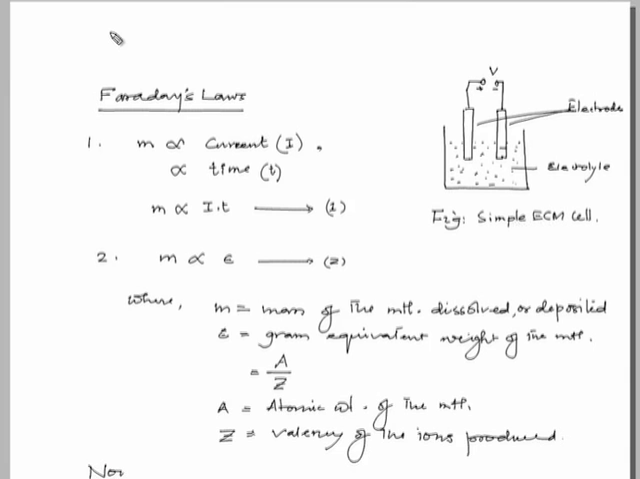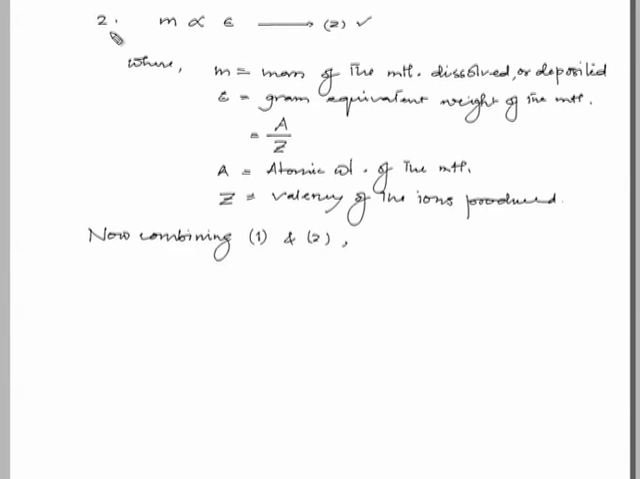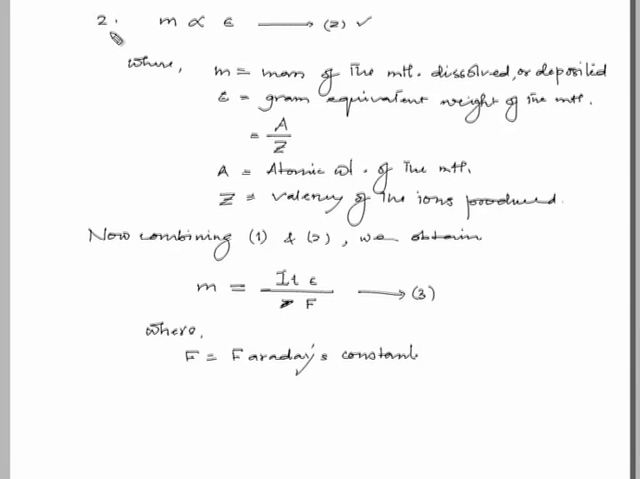Now, combining equation 1 and equation 2, we obtain m is equal to I T E by F, where F is known as the Faraday's constant. This is equivalent to 96,500 coulombs.